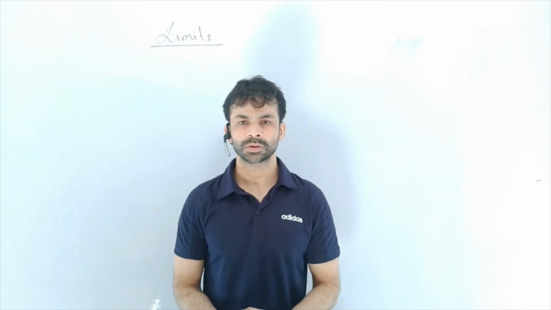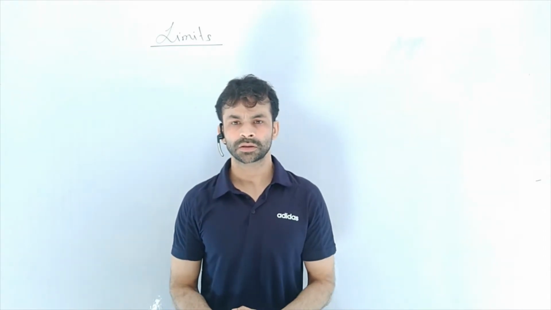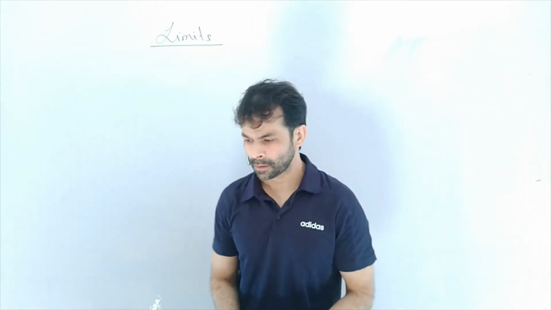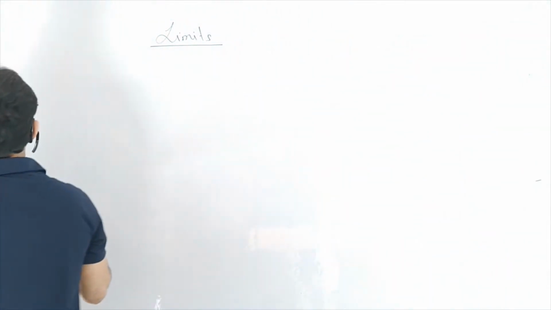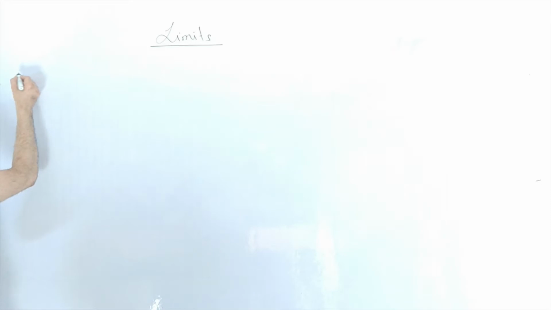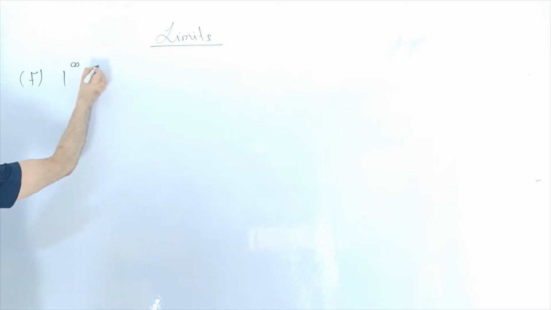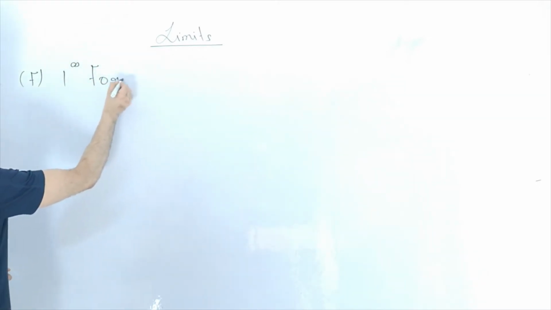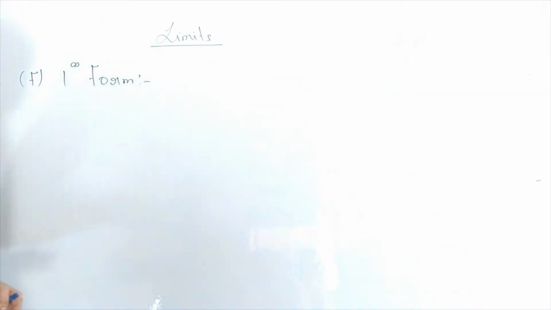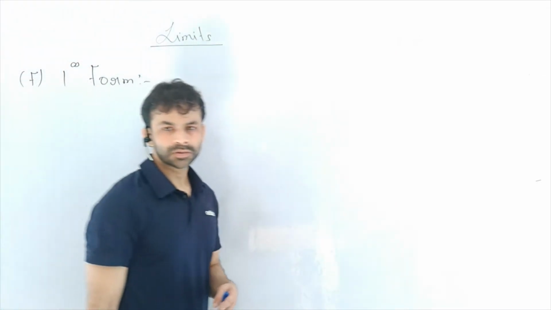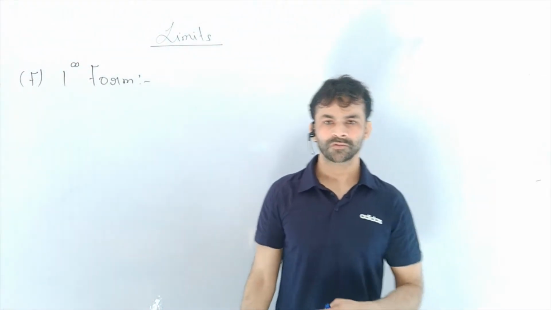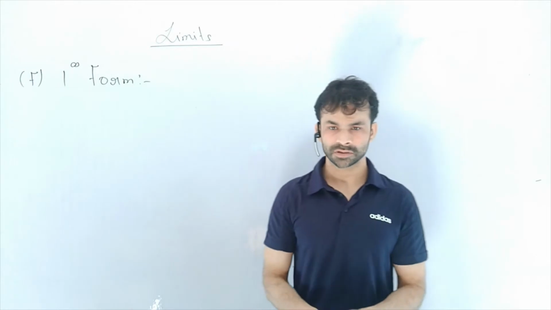Hello everyone. Now we'll discuss the next method of limits, I think this is the fifth or sixth method: the 1 to the power infinity form. This is also one of the indeterminate forms, as we have discussed.